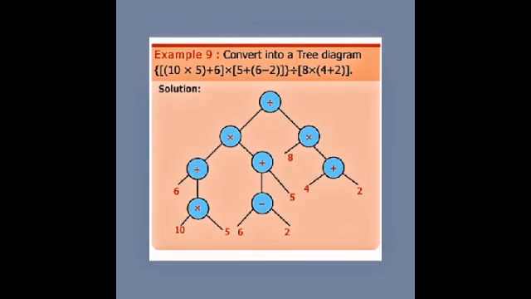Convert into a tree diagram: 10 into 5 plus 6 into 5 into plus minus 6 minus 2 divided by 8 into 4 plus 2. Here we have 3 operations, that is 3 different operations. In between we have multiplication and division. So what operation will we do at the last?